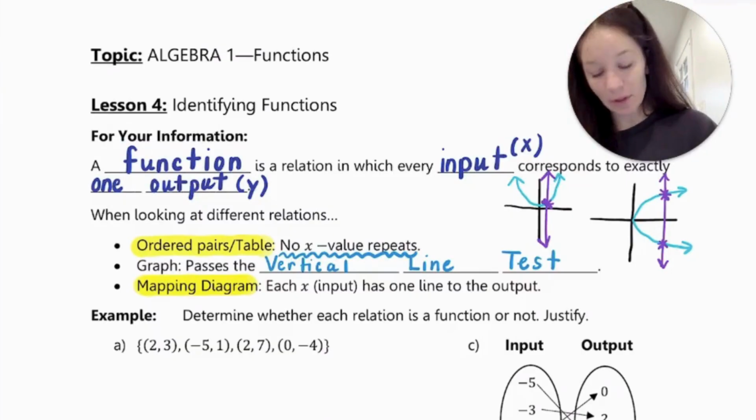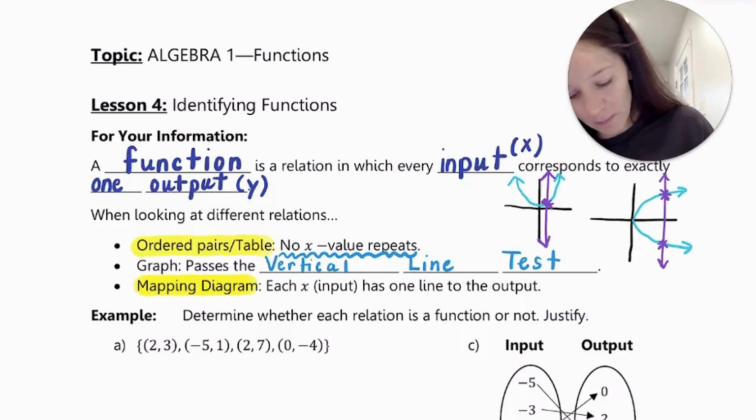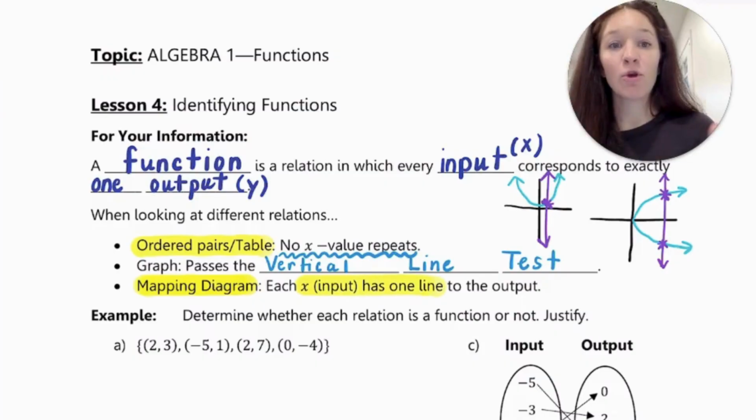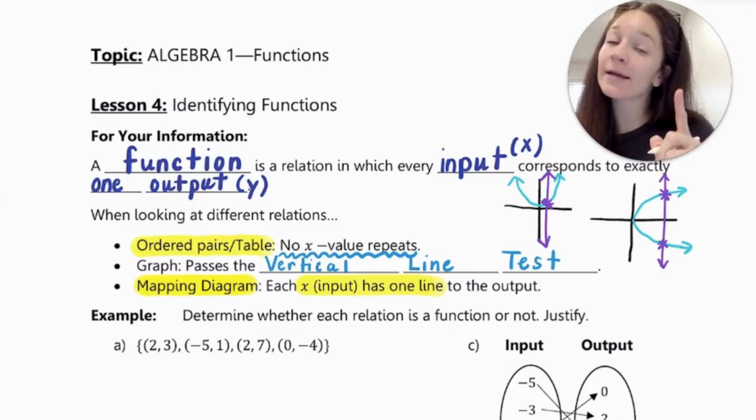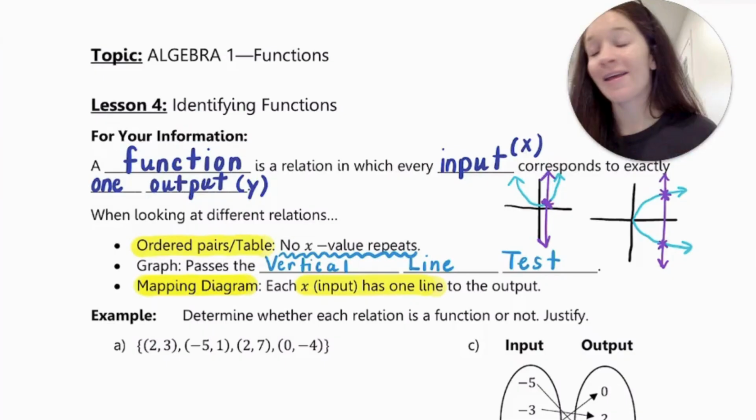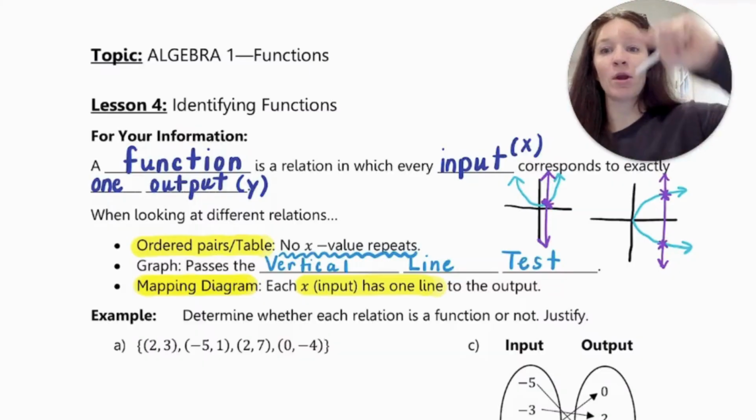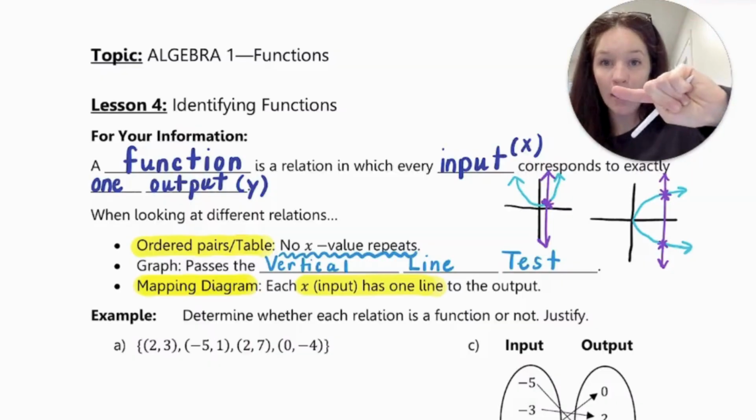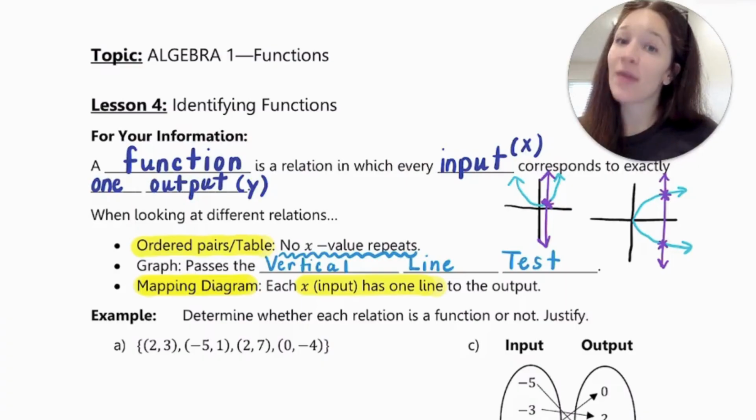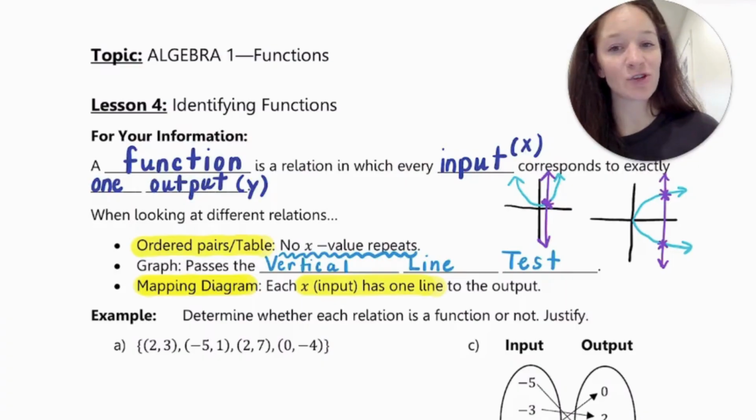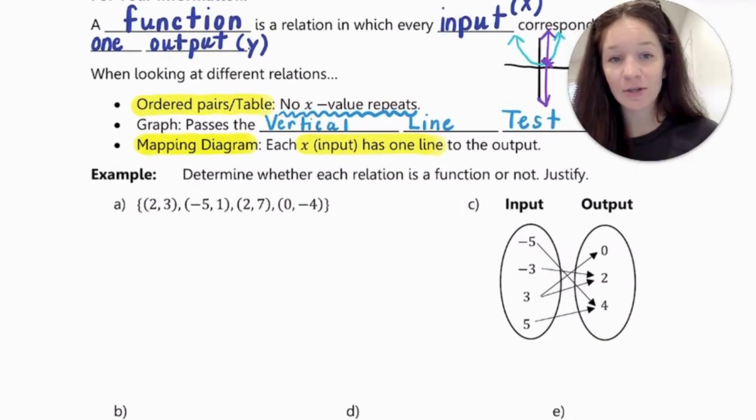And so what we're looking at is that each of the inputs, the X, have one line to an output. So if I see an input, an X, have more than one line coming out of it going to the output, then I do not have a function. But if I skim those inputs in my mapping diagram and each of those inputs have one line, then yeah, that is a relation. That's also a function. So with that understanding, we're going to dive right into it.